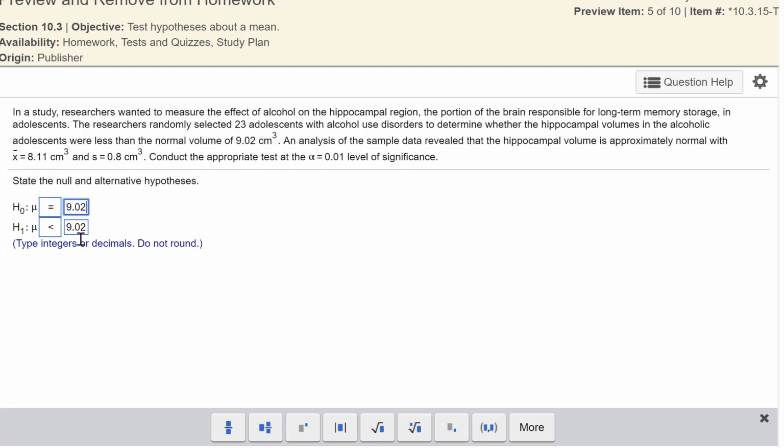Equals 9.02. Notice these two numbers will always be the same, and these represent our population. So don't confuse the 8.11. It's the population mean that's 9.02.